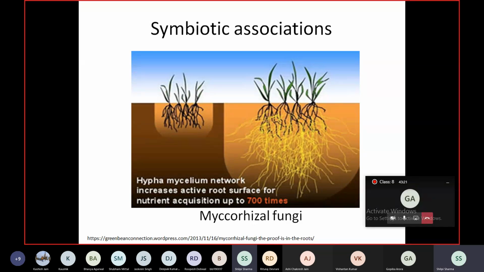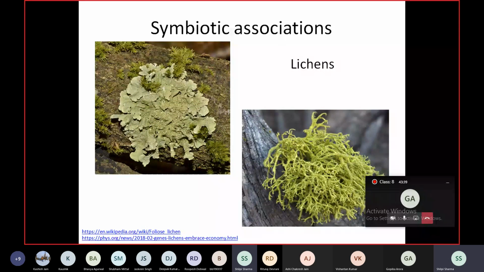They help the plant with nutrient uptake by scavenging to depths and increasing the surface area for absorption. In fact, it's estimated that over 80% of plant species associate with mycorrhizal fungi. And another association that someone mentioned earlier is the fungi entering into an association with a photosynthetic partner, which is either a green algae or a cyanobacteria.